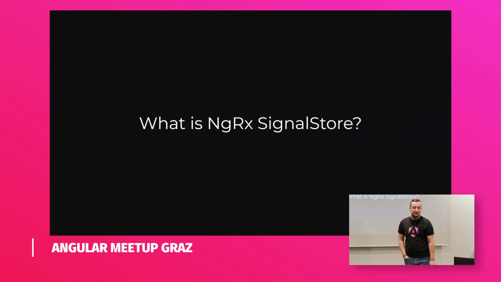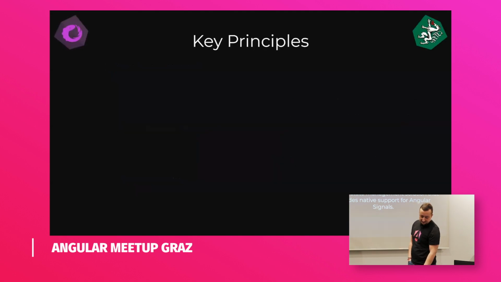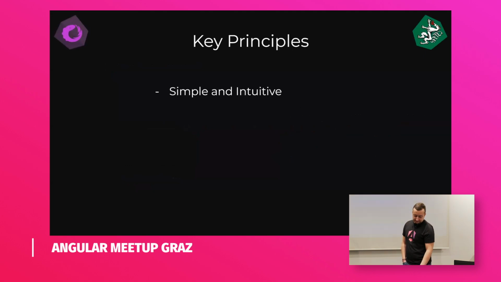So the first question for today, what is NgRx SignalStore? By definition, we can say that SignalStore is a reactive state management solution that provides native or first-class support for Angular signals. And it's built with some key principles in mind. We try to provide simple and intuitive APIs, straightforward APIs that are easy to use and self-descriptive.